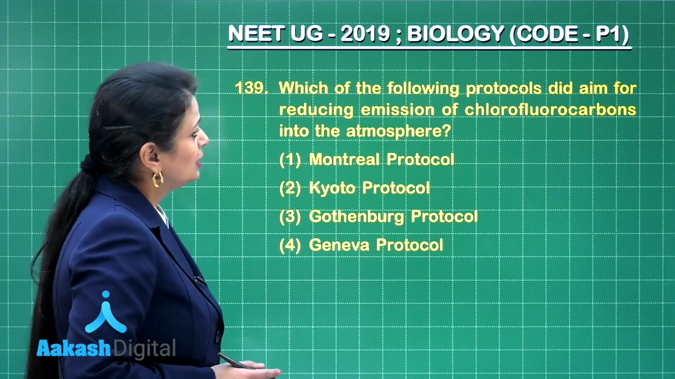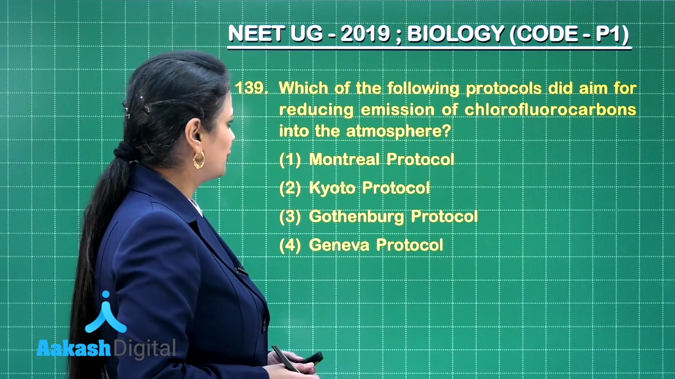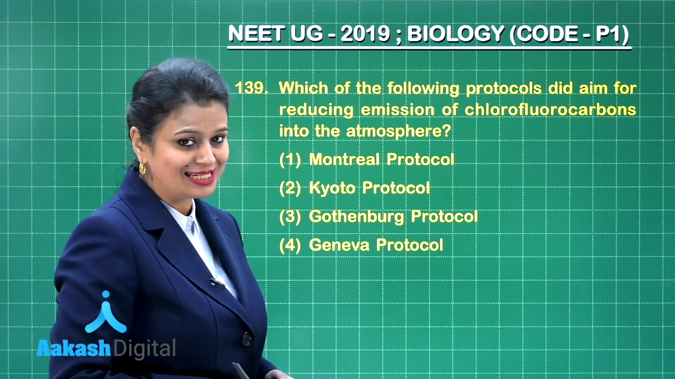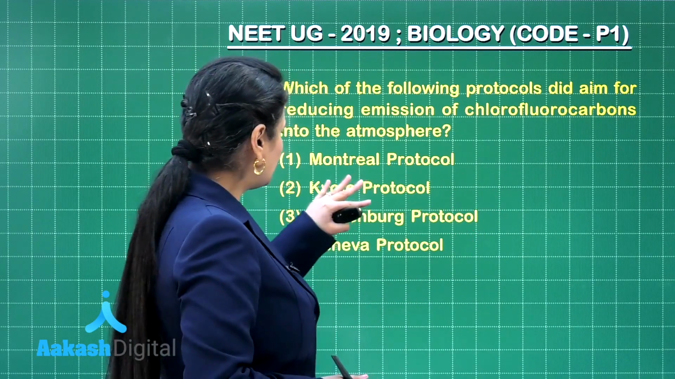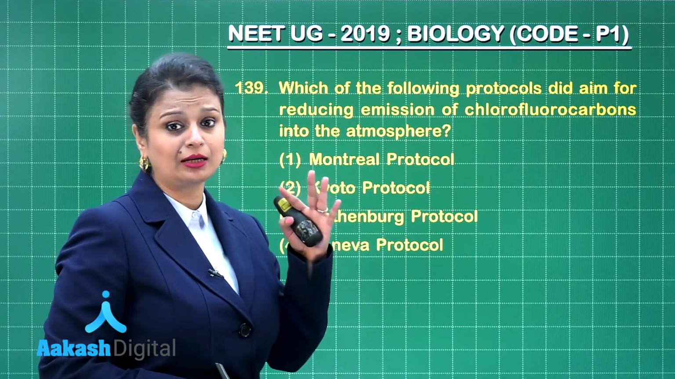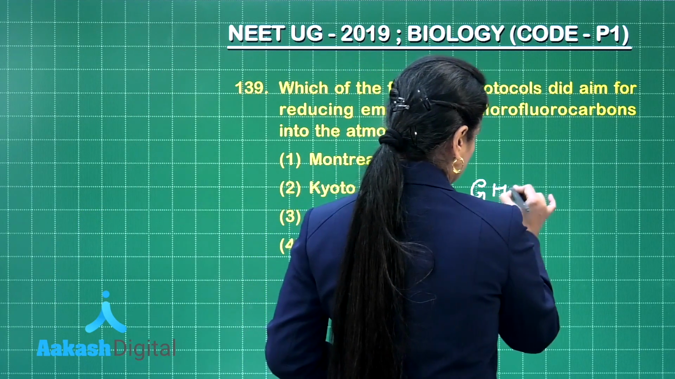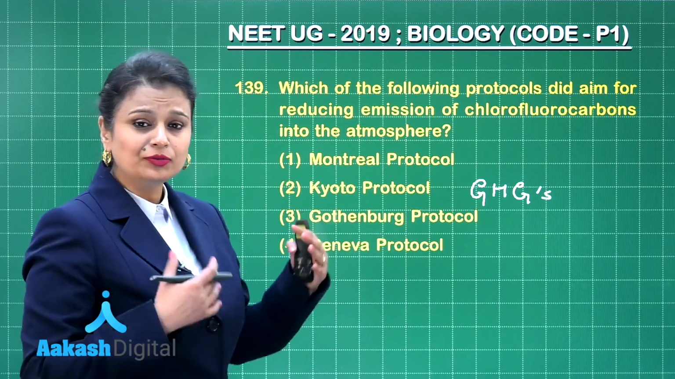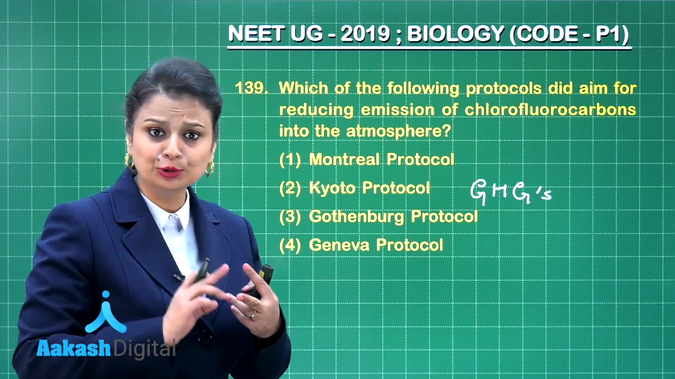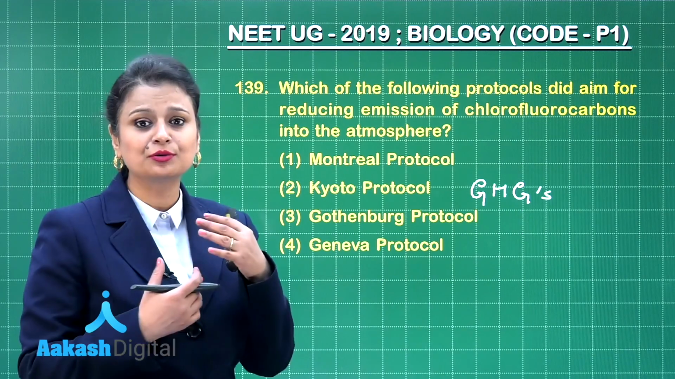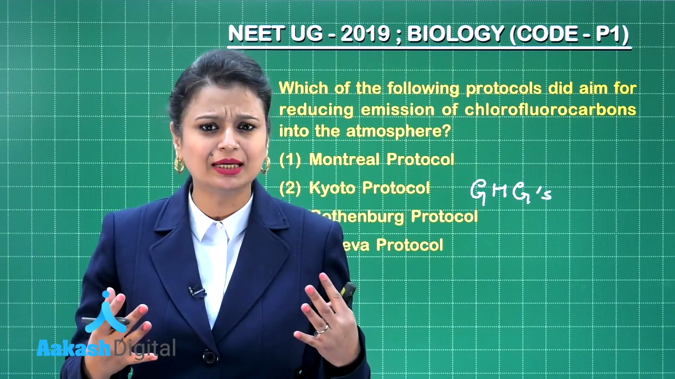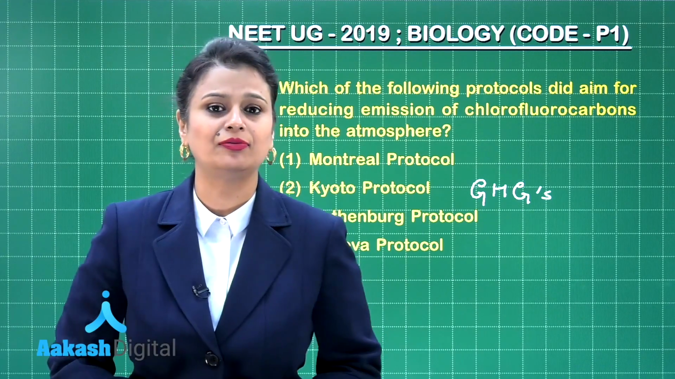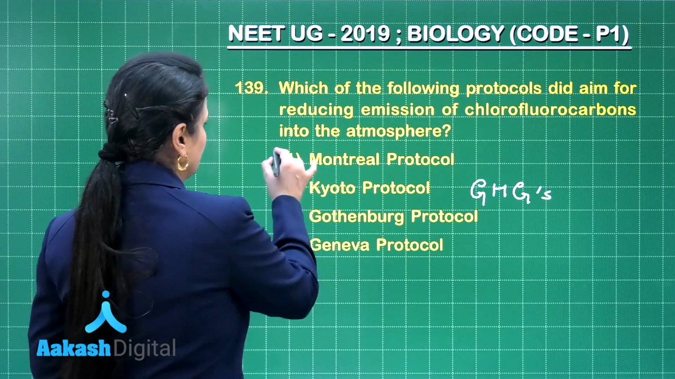Now, next one. Which of the following protocols did aim for reducing emission of chlorofluorocarbons into the atmosphere? Now, the protocol which is related with this is the Montreal Protocol. Kyoto Protocol is for reduction in emission of greenhouse gases like carbon dioxide, methane. Gothenburg Protocol is for reducing acidification, eutrophication, and Geneva Protocol is a treaty which aims at prohibiting the use of poisonous gases as well as bioweapons in war. So our right answer here is option number one.